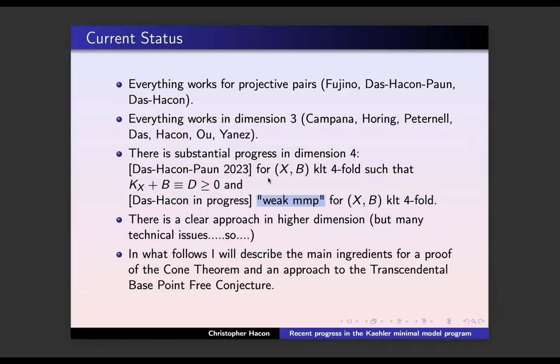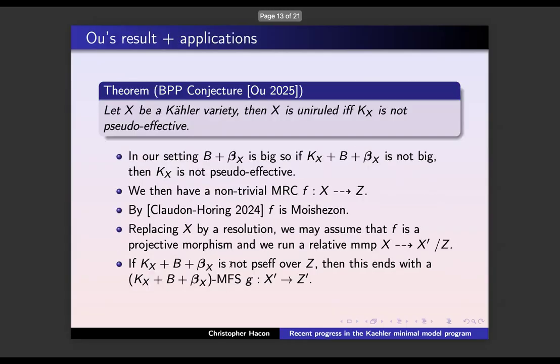And so, if we follow the history in the projective case, the next step is to do it in all dimensions, hopefully. So let me say a few words about the Cone theorem and an approach for the transcendental base point free conjecture. And I think that really the transcendental base point free conjecture is the key open question. Once that's settled, I would expect that everything goes through nicely.